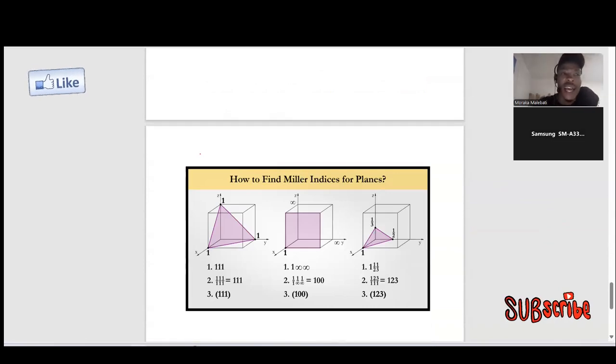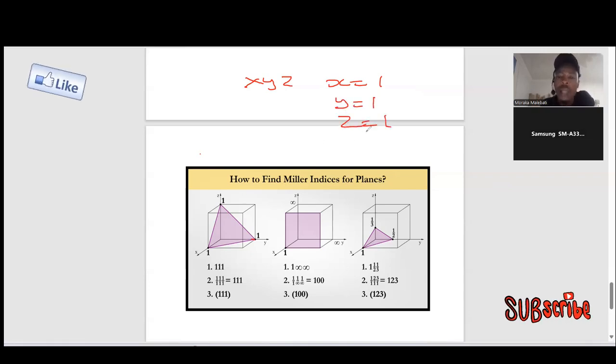Now let's use this last example. Now they've given you the values. You've got 1 1 1, and then we have got the orthogonal axes X, Y, and Z. Now, what is the first step? The first step is to determine, do we have a plane? Yes, I see it, the shaded area. Okay. Now, do we have intercepts? Do we have x-intercept? Yes, x-intercept is 1. Do we have y-intercept? Yes, here y-intercept is 1. Do we have z-intercept? Yes, z-intercept is 1.